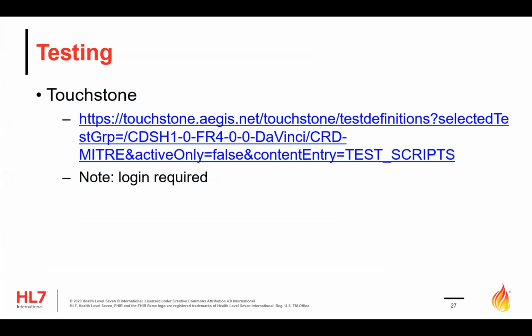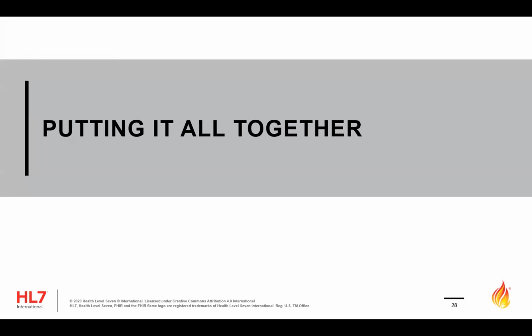When you're logged into Touchstone, you will have to click in the top right where it says FHIR and switch that to say CDS hooks, because by default, you see all of the FHIR ones and you don't see the CDS hooks ones. You do have to log on to see those, but that's all available to you.